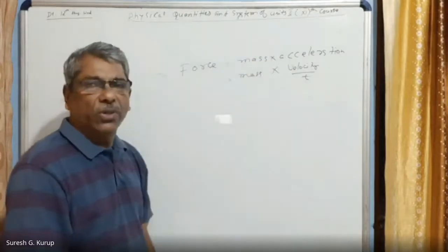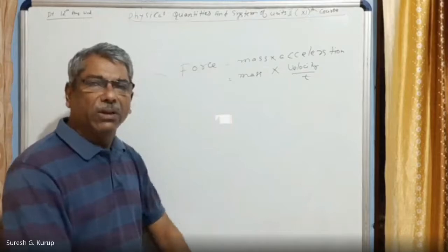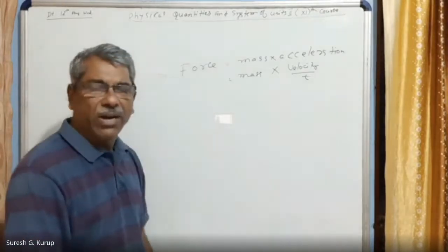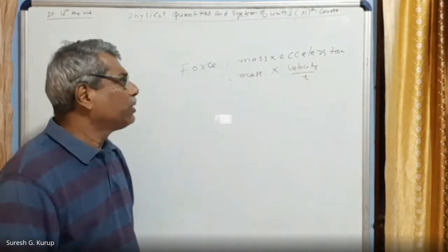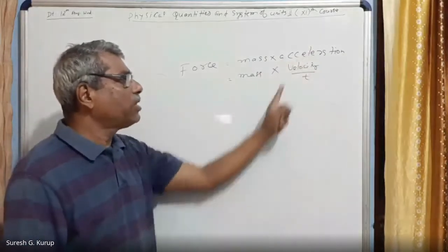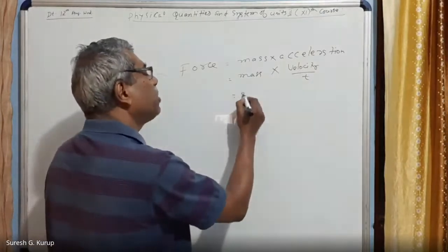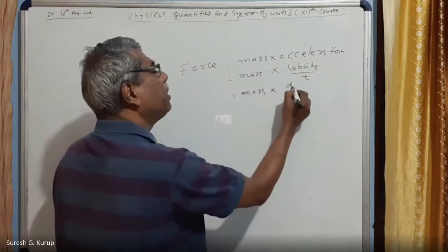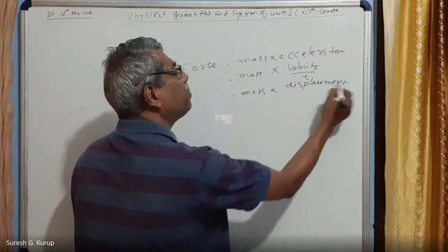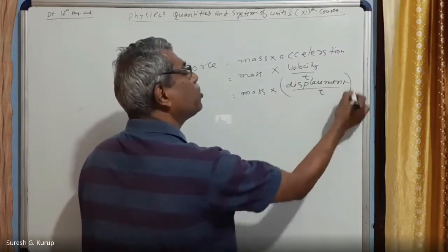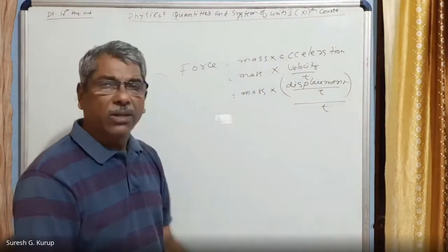Force, everybody knows. According to the second law of motion, the force acting on a body is equal to mass into acceleration, right? So F is equal to ma. Every student knows that. That is equal to mass into acceleration. Acceleration is velocity by time. But velocity is displacement by time. Therefore, this is equal to mass into displacement by time, the whole, this is velocity, the whole divided by t.